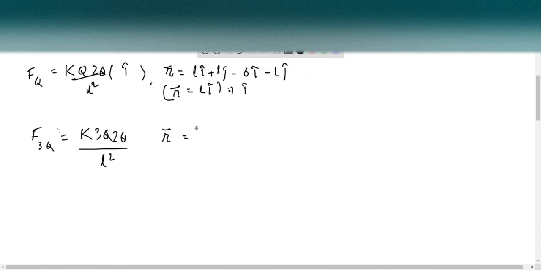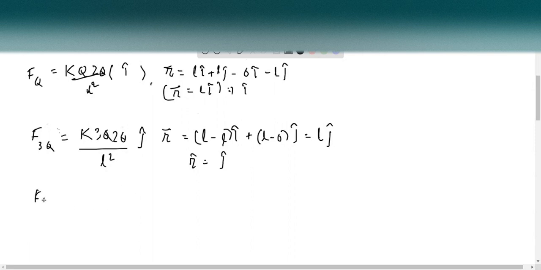The position vector of 2Q, we know that it is L. The x component of the position vector of the third point is also L i cap, plus the y component for the second charge is L, whereas the y component of the third is 0 j cap. So the vector is L j cap, and the direction vector is j cap. So here we will put j cap. That's it. Now let's go for 4Q.